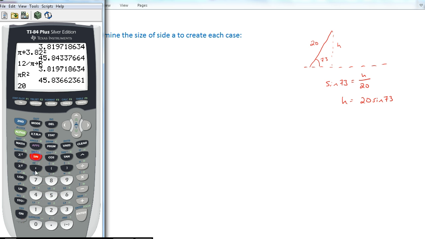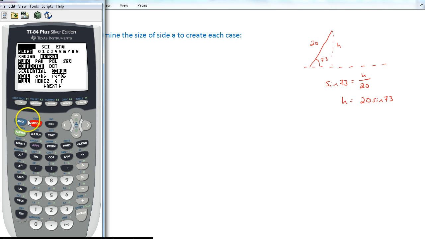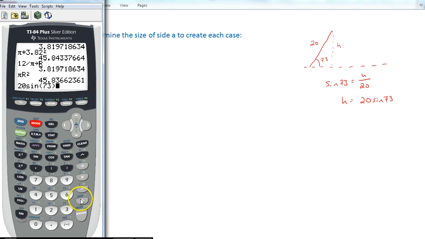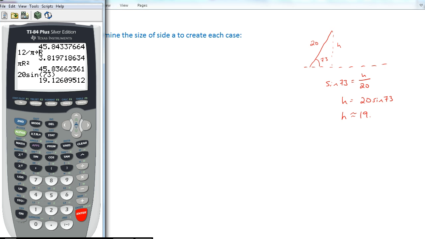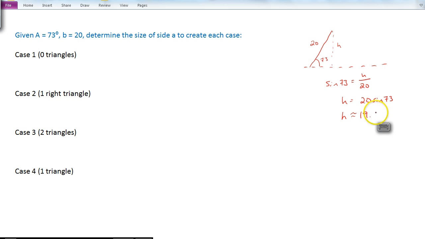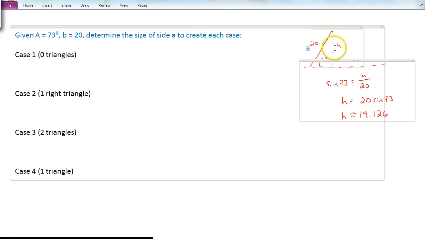20 sine 73. Quickly just make sure I'm in degree mode, which I am, so I'm not doing 73 radians. And I've got this as 19. h is equal to approximately 19.126. So h is approximately 19.126. Okay, so that's the length h.